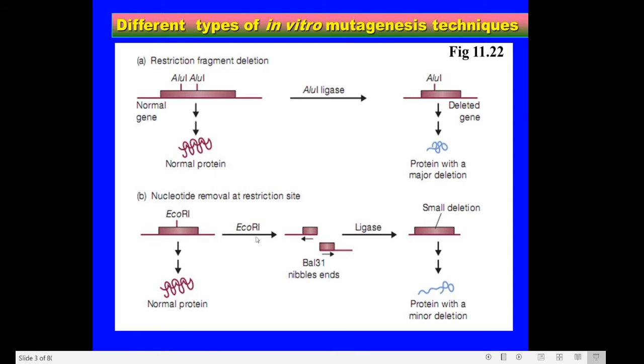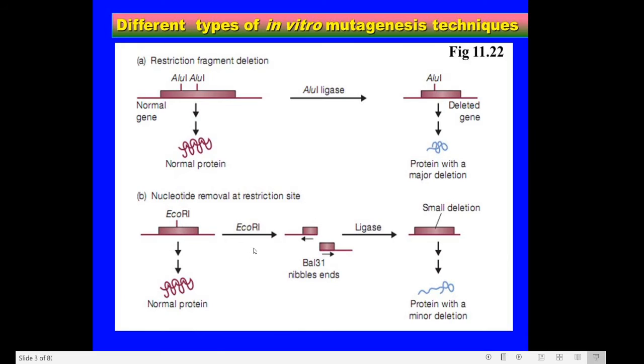Another type is nucleotide removal type. The nucleotide particular portion is totally removed from the restriction site. So that is another one. In this step, they explained with the ECOR1. After the restriction, they are divided into two portions, right?